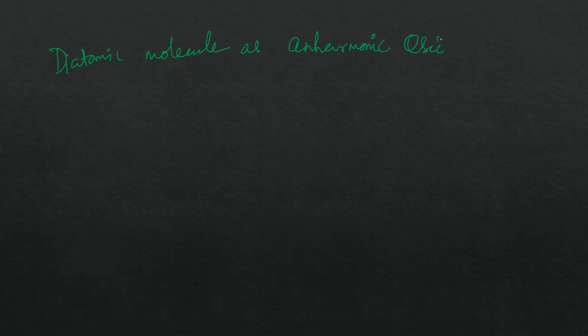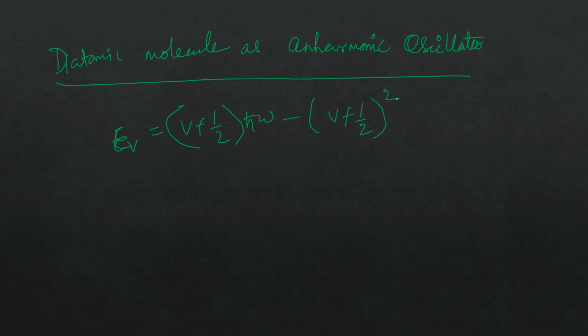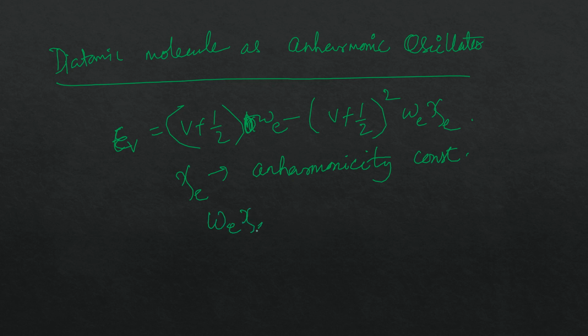Anharmonic oscillator. Alright. So the formula will be E_v is equal to (v plus half) ħω minus (v plus half) squared ħω_e χ_e, where χ_e is the anharmonicity constant. And ω_e χ_e is called the anharmonicity term.